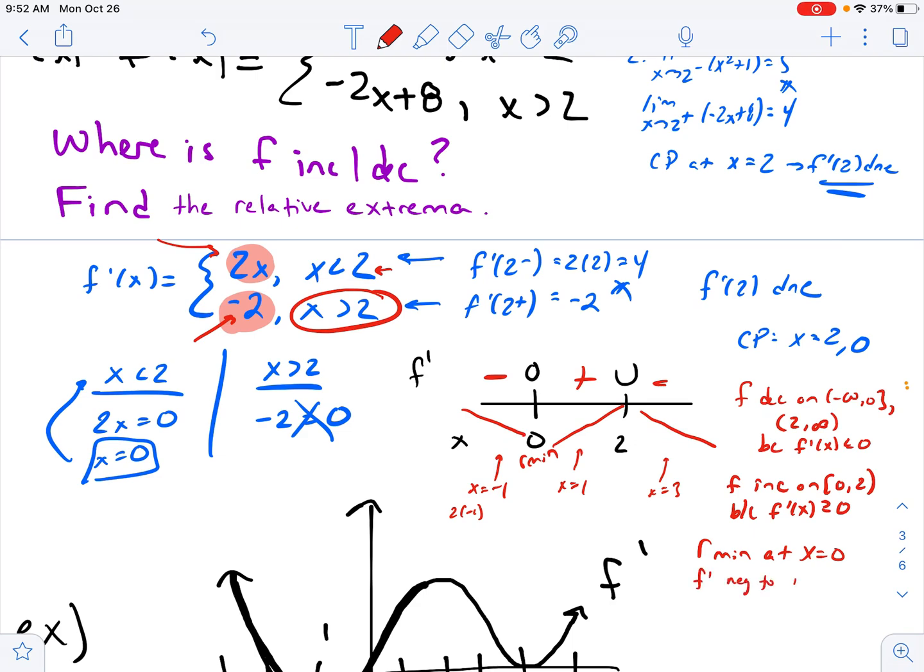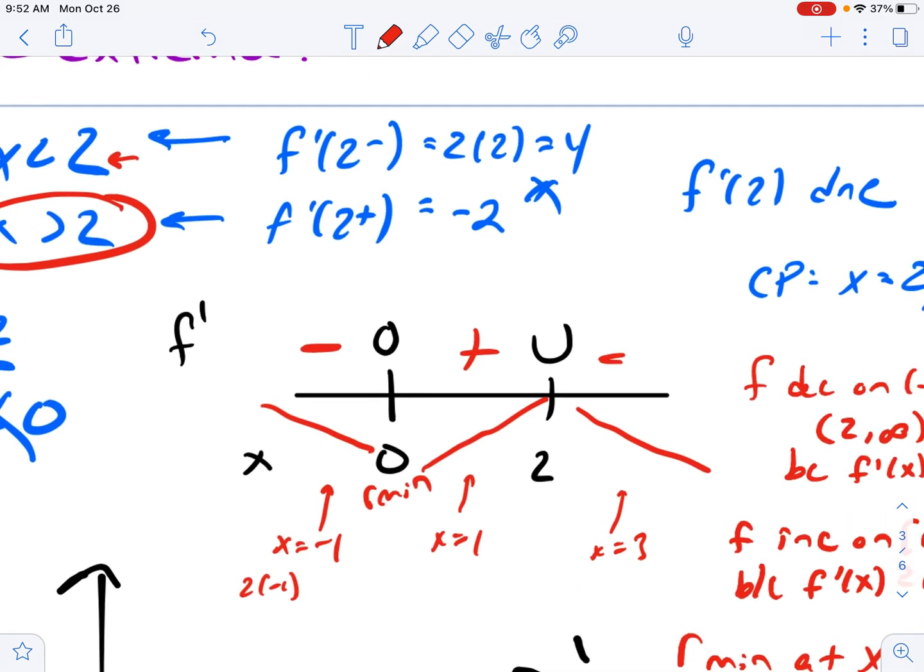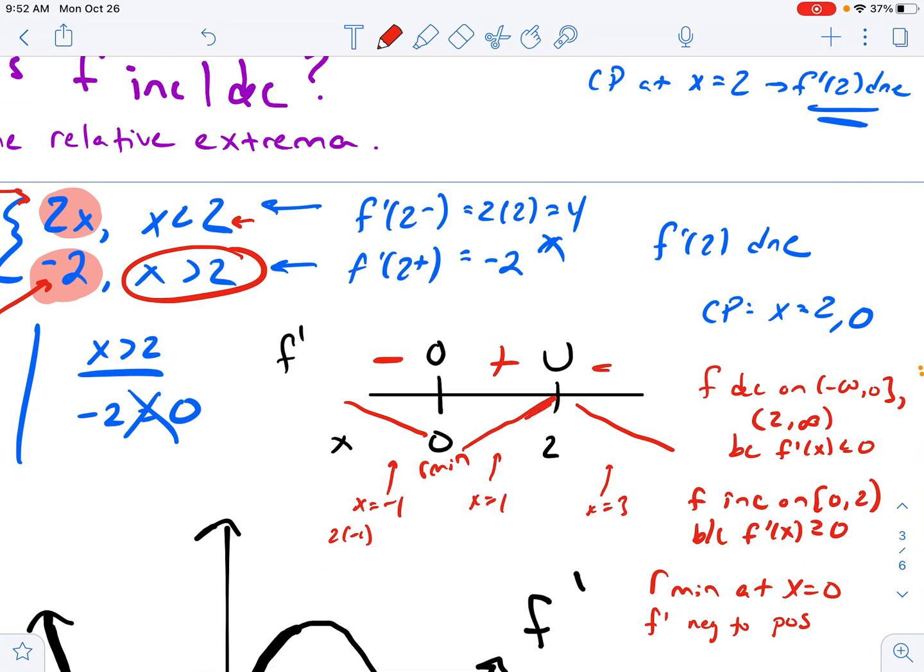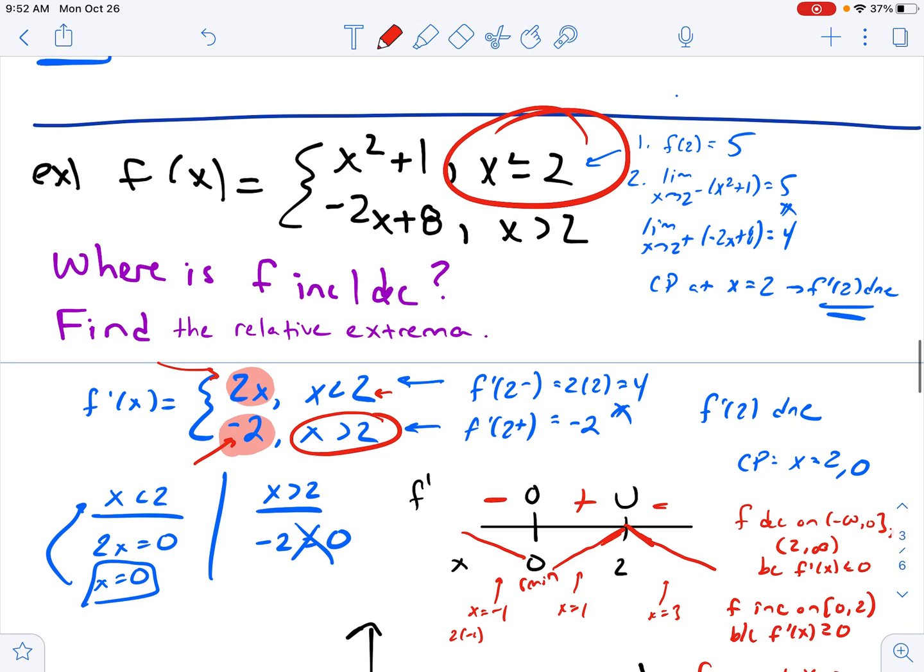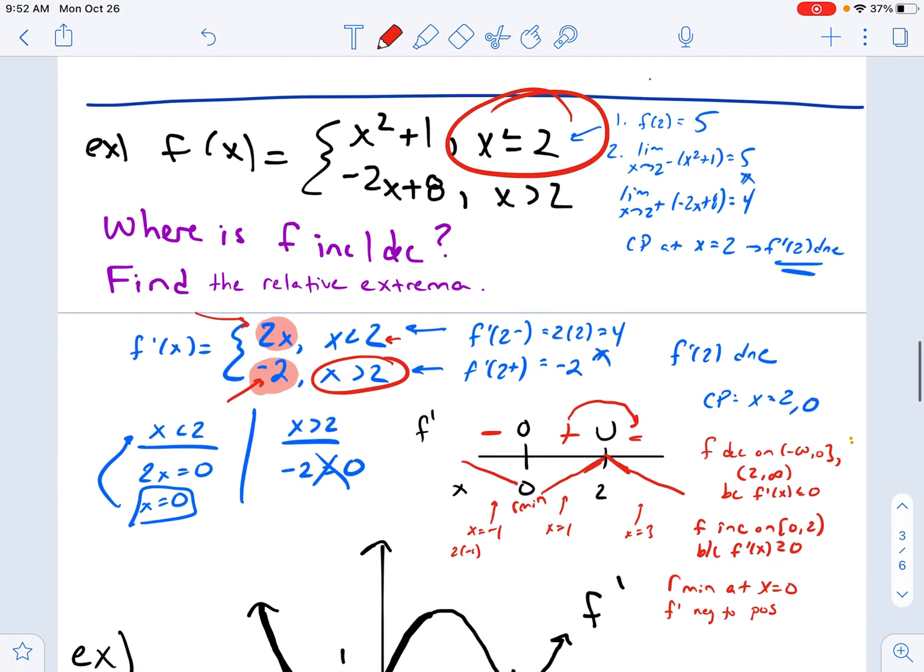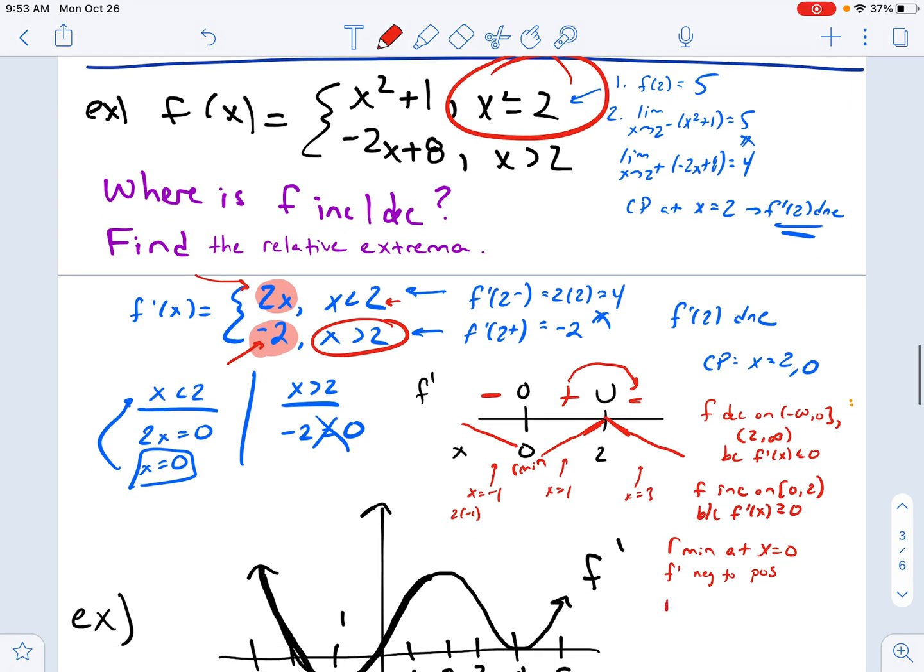Relative min at x equals 0, because f prime changes negative to positive, and it looks like we could have a relative max at 2, even though the derivative is undefined there. And even though the function's not continuous there, the function is defined at 2. And the notes say if the derivative changes from positive to negative and the function is defined, we could have a relative max. So let's take a look at what this is. Relative max at x equals 2, because f prime changes positive to negative.